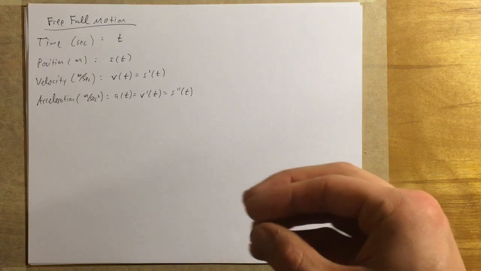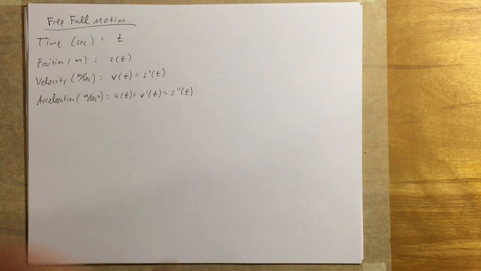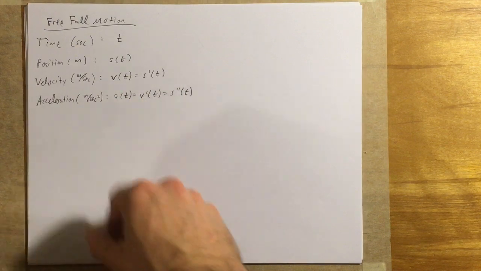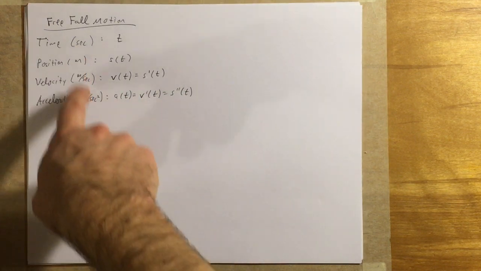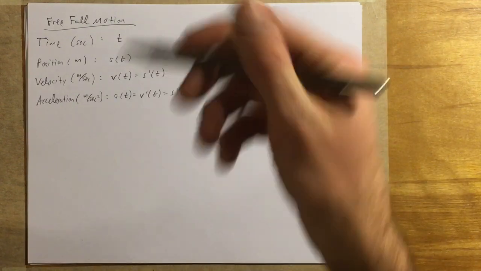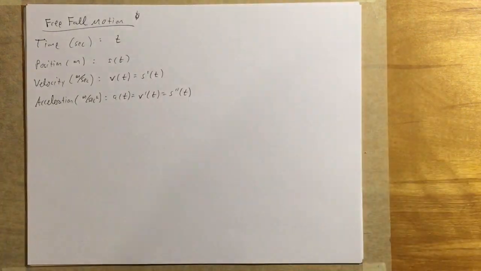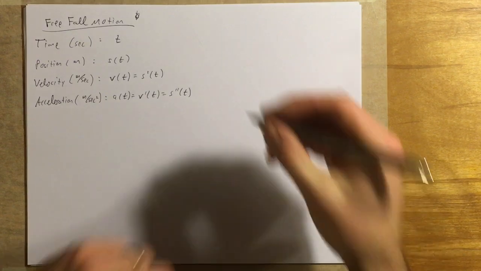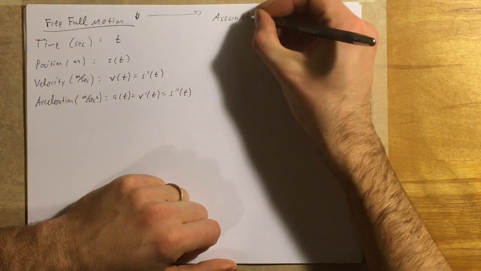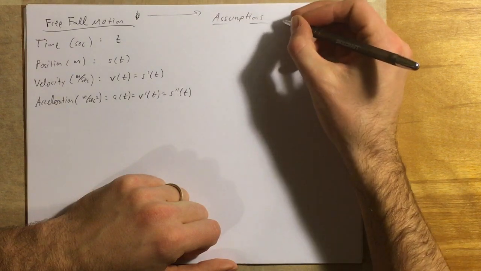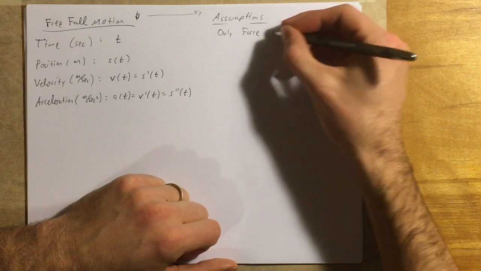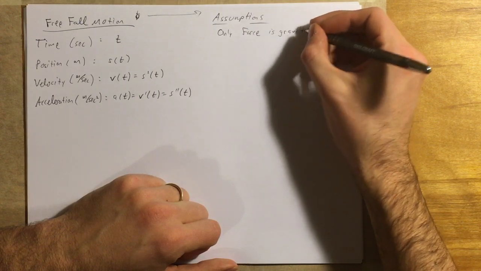So position is s of t. Velocity is its first derivative, v of t, and acceleration is its second derivative, a of t. Now I put the units here: meters per second, and meters per second squared. So free fall motion in particular has some assumptions. Free fall motion assumes that the only force acting on the object is that of gravity.